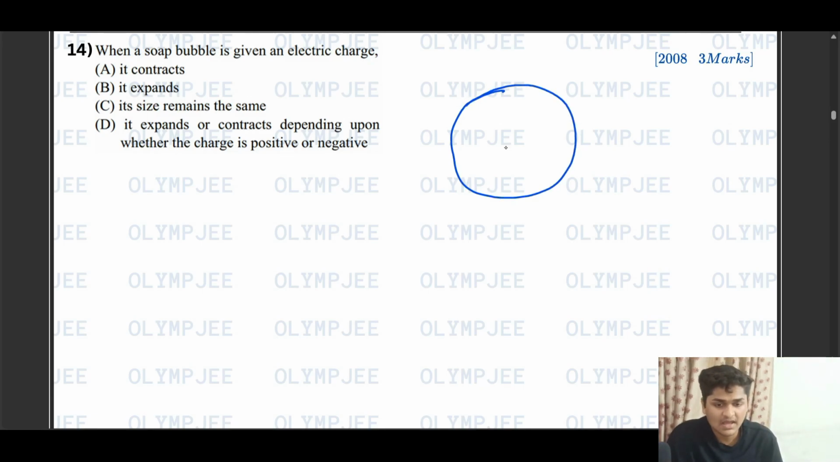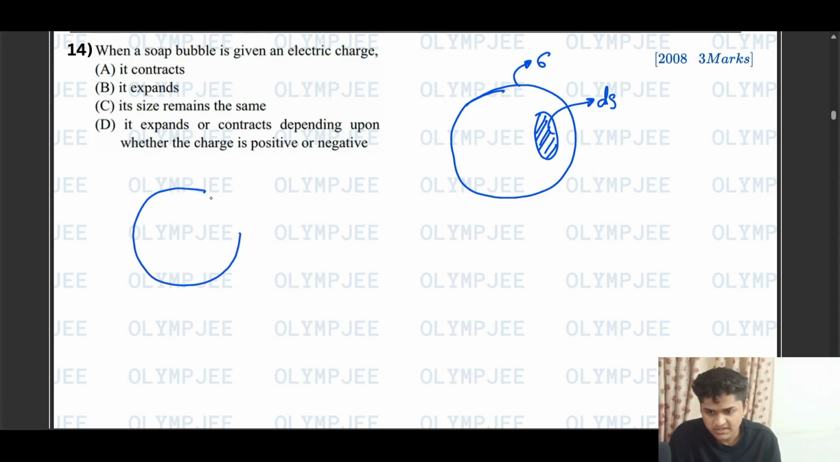And the soap bubble has a charge density of sigma. So let us analyze a patch with surface area ds. We need to find the force on this patch due to the entire rest of the bubble. So let us do that. Assume that this is the rest of the bubble and this is the patch.